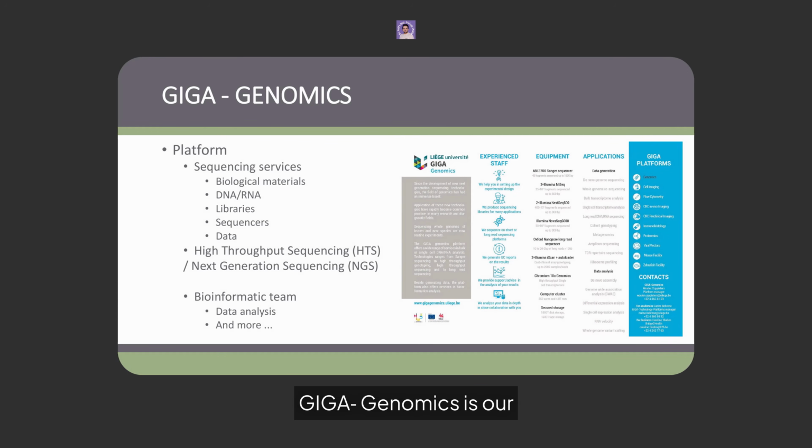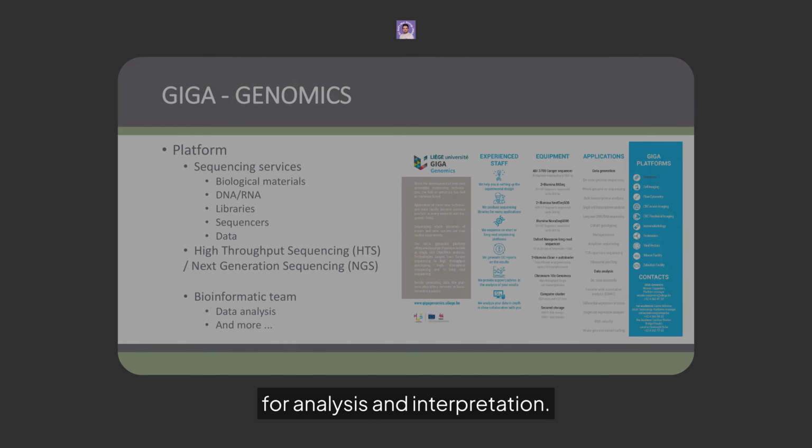GIGA Genomics is our sequencing platform. We support projects from biological material to data delivery, DNA and RNA library prep, high throughput and next-generation sequencing, and a dedicated bioinformatics team for analysis and interpretation.